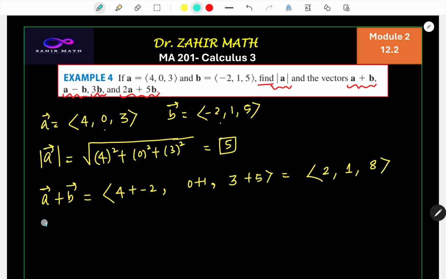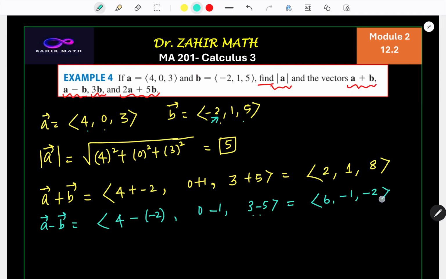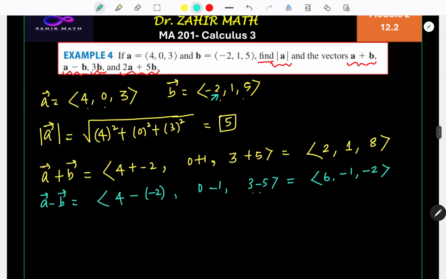So let's start. A vector minus b vector is equal to this minus this: 4 minus minus 2, and then 0 minus 1, and then 3 minus 5. This is your a, this is your b, keep in mind. So this equals 4 plus 2, which is 6, 0 minus 1 is minus 1, 3 minus 5 is equal to minus 2. Second question, a plus b finished, a minus b finished.